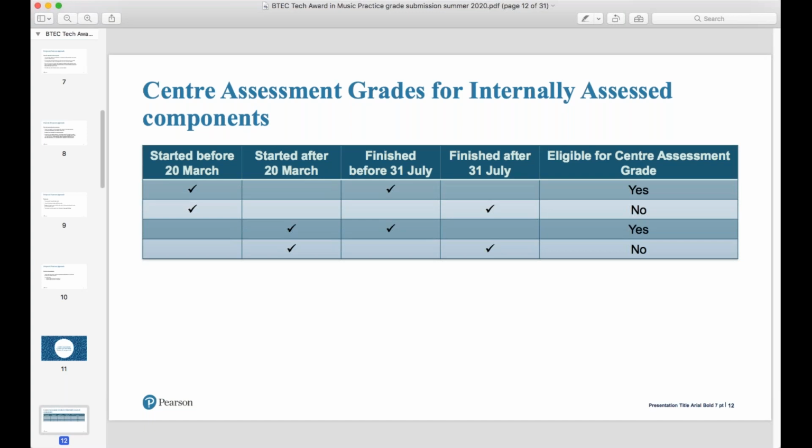There are things that we know that we can put in place already, which would be our normal special consideration processes, but we're also looking at other ways that we can support centres that may be in the middle of assessing components and unable to complete these.